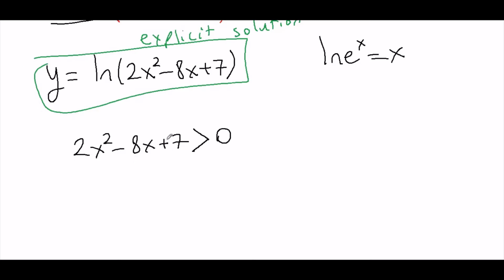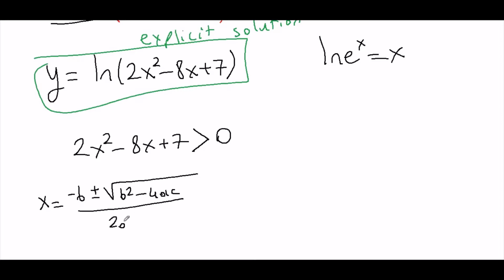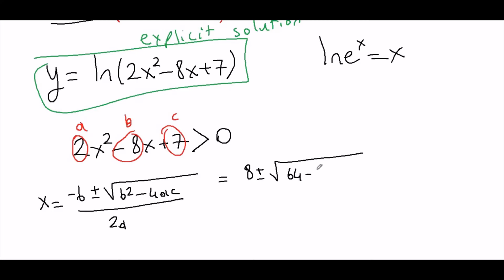This is a quadratic equation, so we can use the quadratic formula. So x will be equal to negative b plus or minus the square root of b squared minus 4ac, all over 2 times a. Here in our case, 2 is the a term, negative 8 is the b term, and 7 is the c term. So negative b is positive 8 plus or minus the square root of b squared, which is 64, minus 4 times a, which is 2, and c, which is 7, divided by 2 times 2, 4.